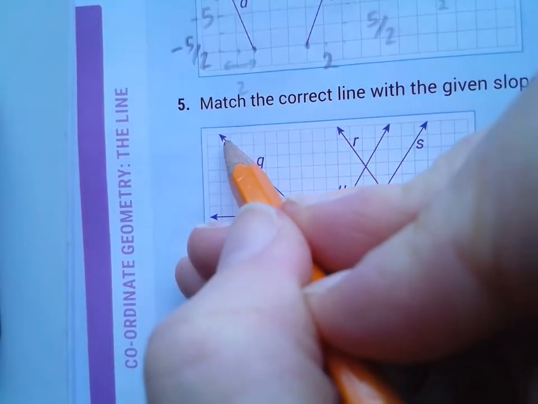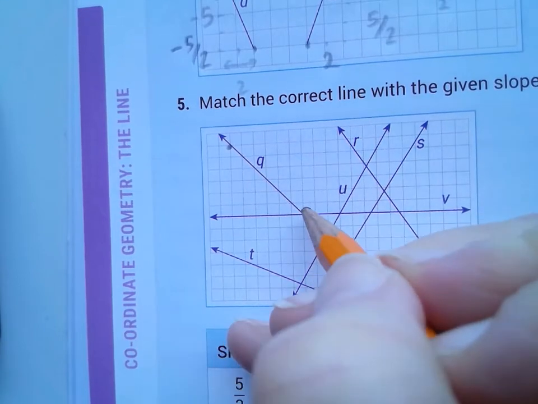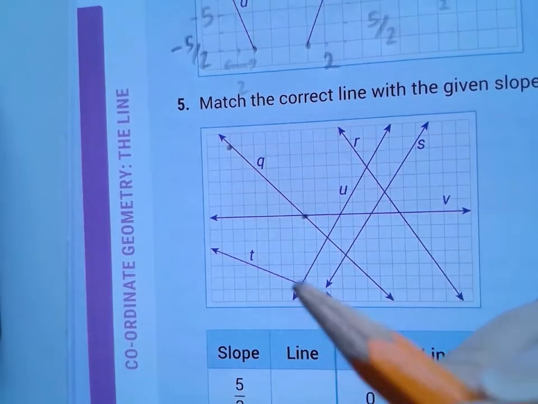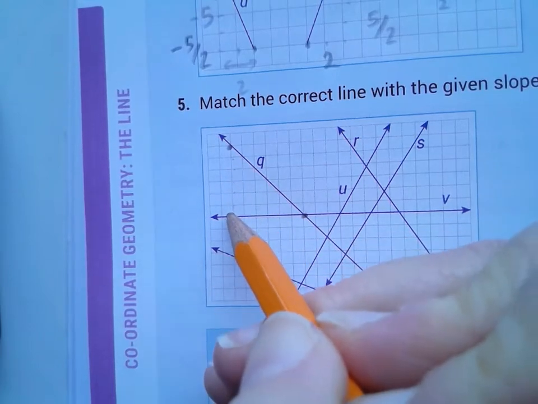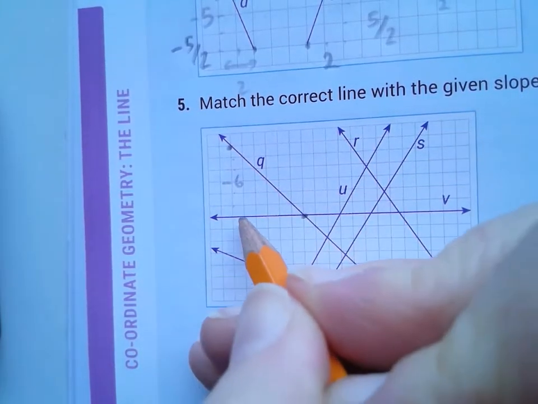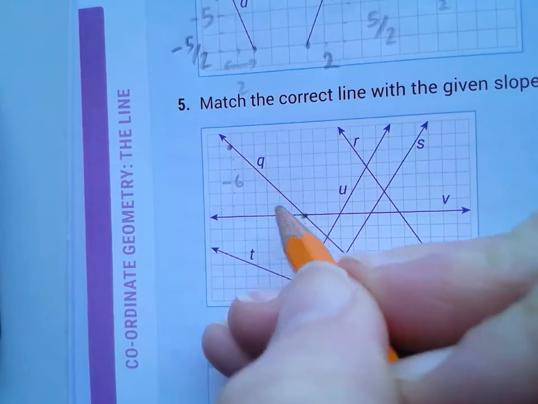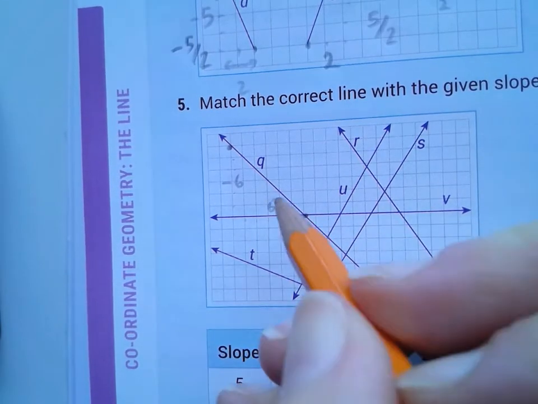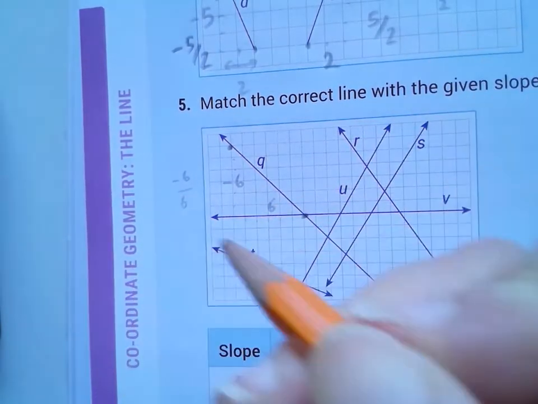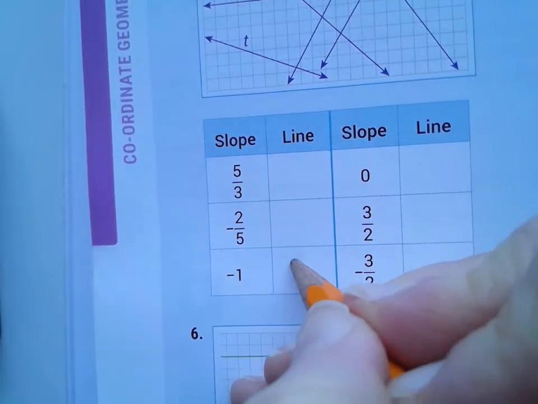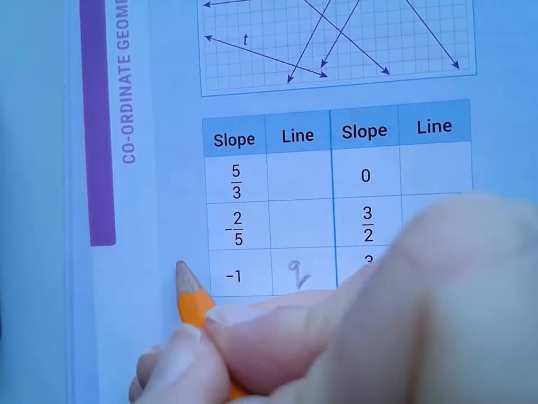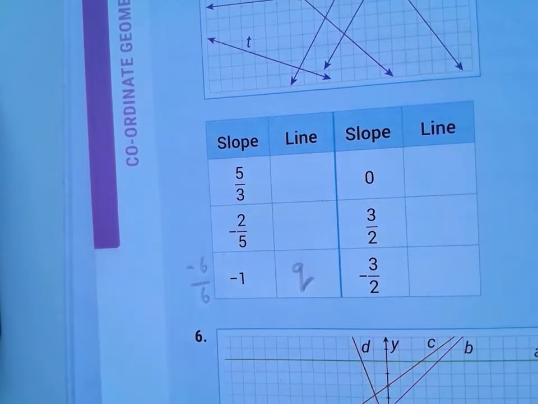There's a start point at the edge of two squares, and there's an end point at the end of two squares. So it's got a rise of 1, 2, 3, 4, 5, 6, negative 6, a run of 1, 2, 3, 4, 5, 6, positive 6. So it's going to be minus 6 over 6, which is minus 1. So going down here, that's going to be Q. It was negative 6 over positive 6.